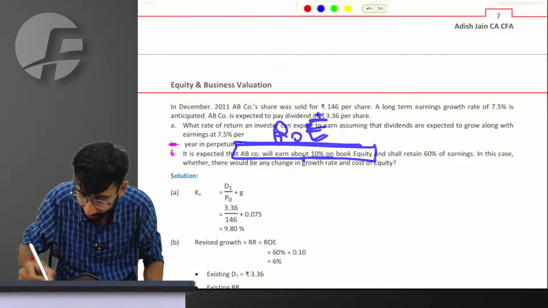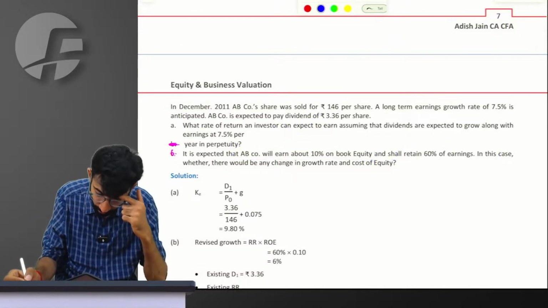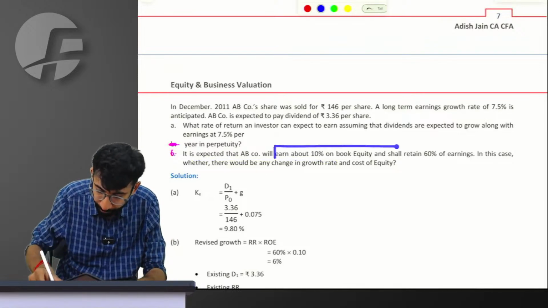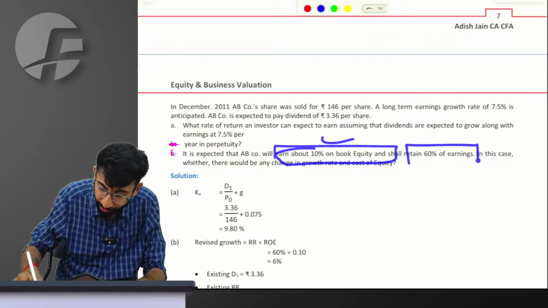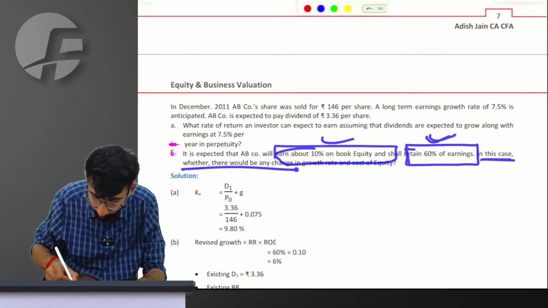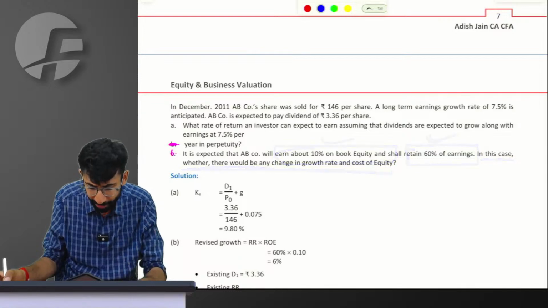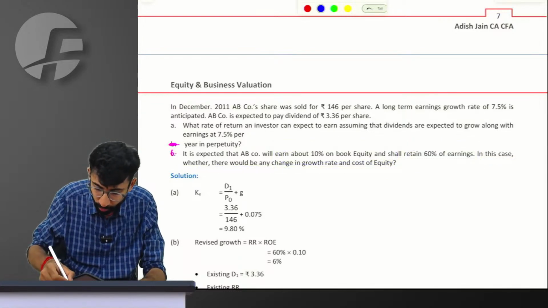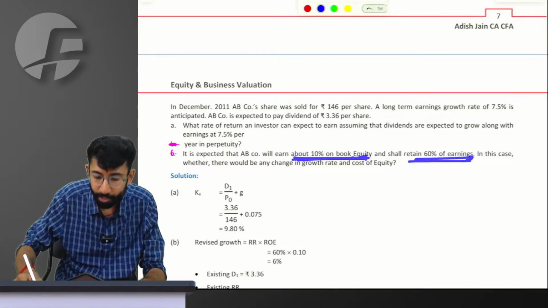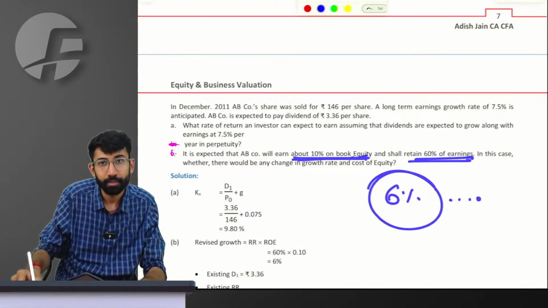ROE is 10% and the company shall retain 60% of earnings. Oh my God. Company is now planning to change something. Company will earn 10% and it will now retain 60%. In this case, will there be any change in the growth rate? So obviously my growth rate will change. My growth rate will be 10% of book equity into 60% retention rate. It will be 6% growth rate.